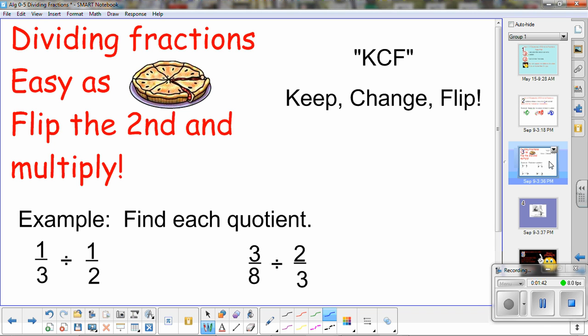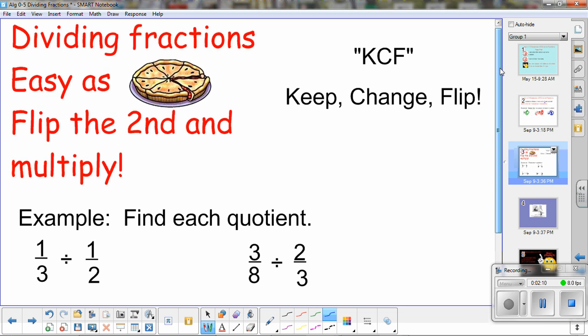Now to divide fractions, we actually are going to change it to a multiplication problem where you multiply by the reciprocal. One way to remember it is with this poem: dividing fractions, easy as pie, flip the second and multiply. Or with the saying KCF, keep, change, flip, meaning you keep the first fraction as it is, change the division to multiplication, and you flip the second to its reciprocal.